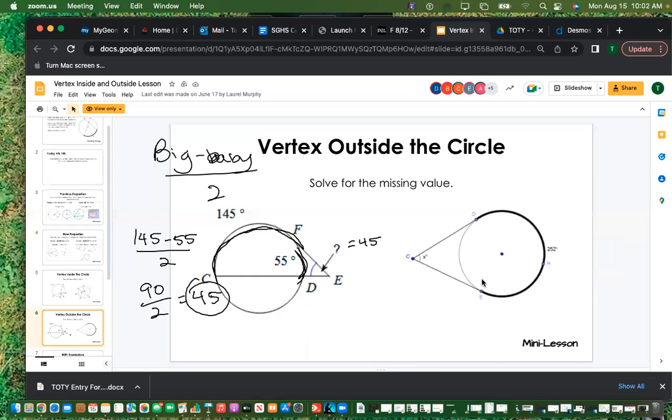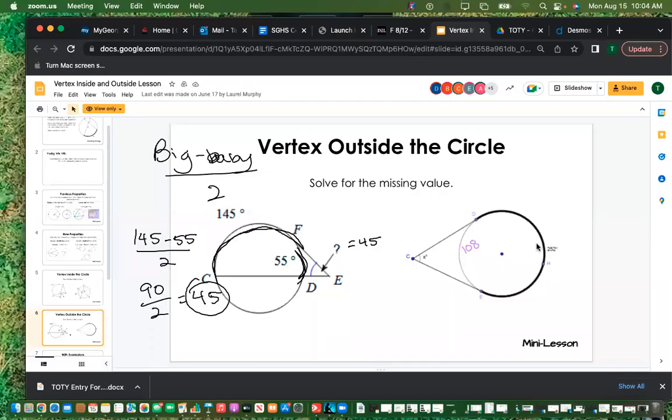So subtracting, right? Okay. So I would take 360 because that's a whole circle. I would subtract 252. And that would give me what this baby arc is. 108. Okay. So go ahead and take a moment and solve for X.